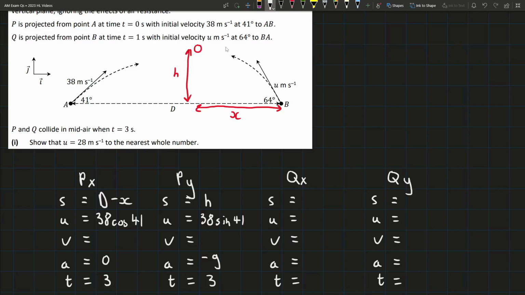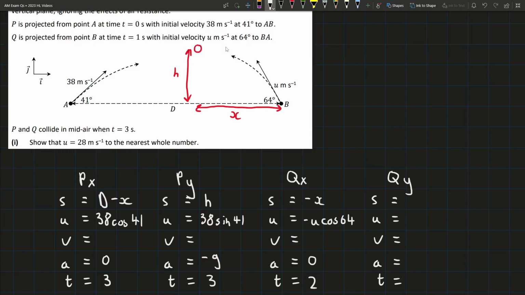Now, for Q in the x direction, you can see it travels the distance x to the left until where it collides, so we're going to have minus x, because it's going to the left. The initial velocity will be minus u cos 64. Final velocity we don't really care about. The acceleration is 0. And this is released at t equals 1 second, and they collide at t equals 3 seconds, so it spends 2 seconds traveling.